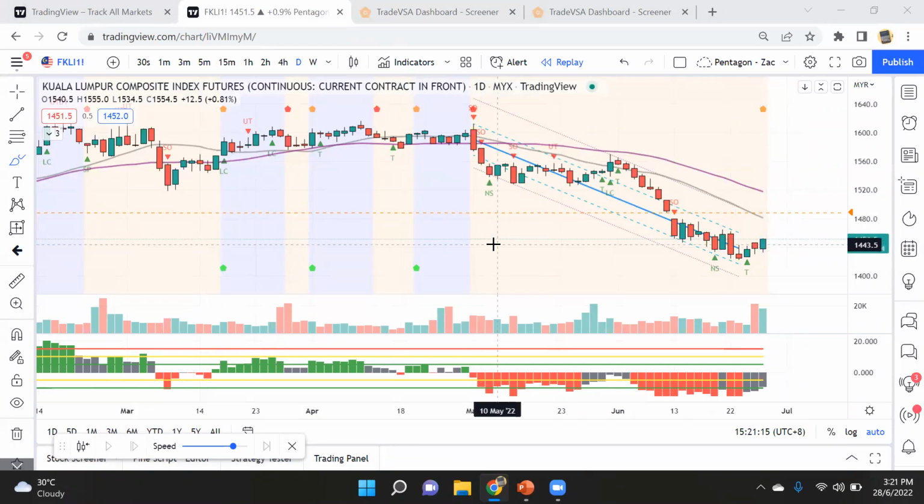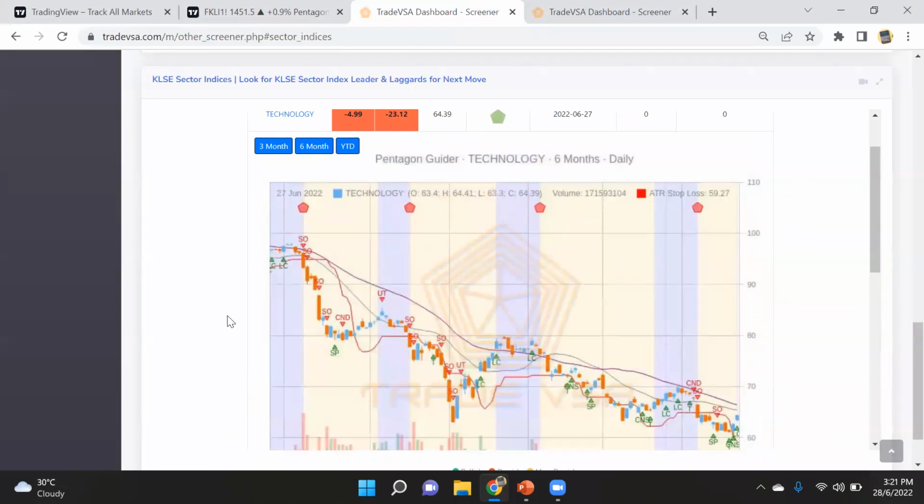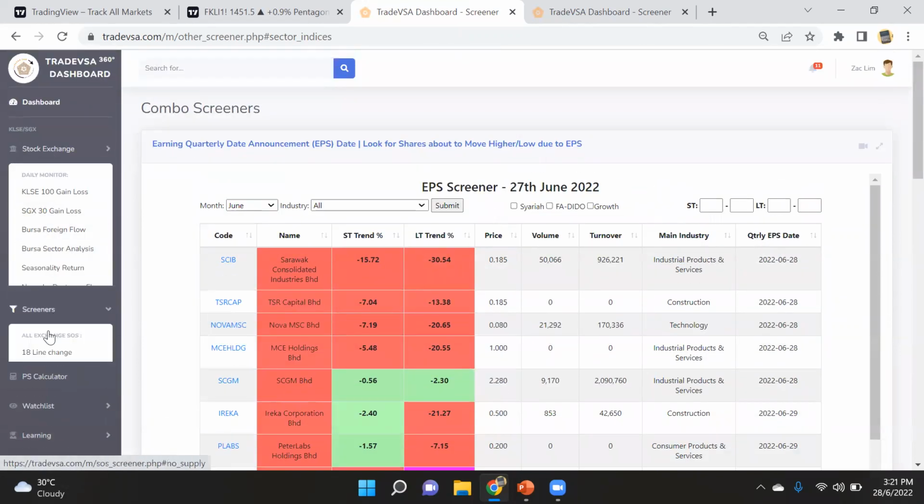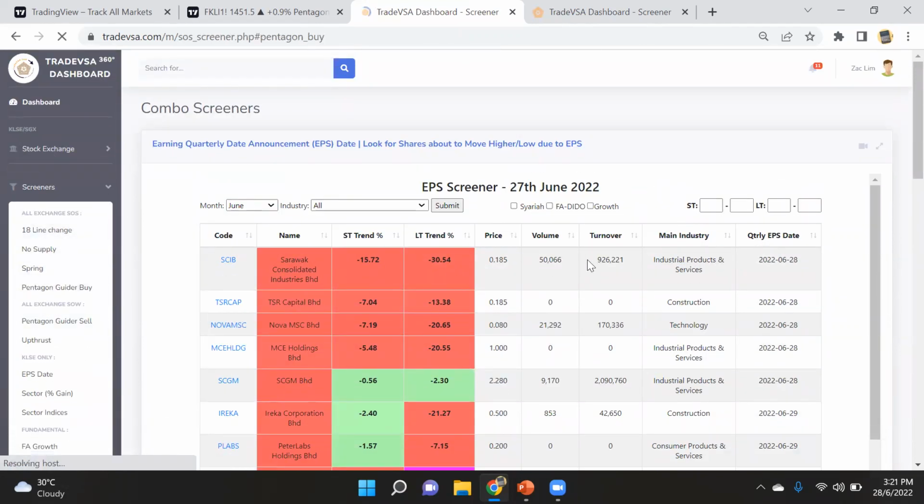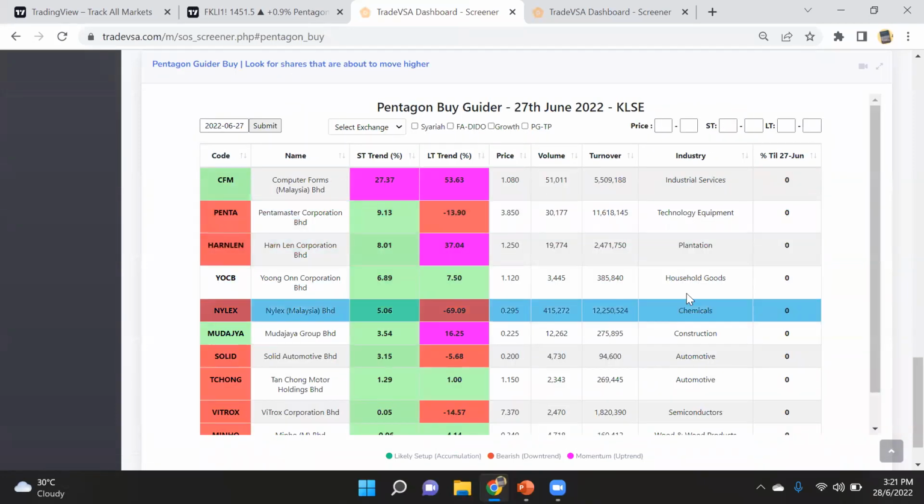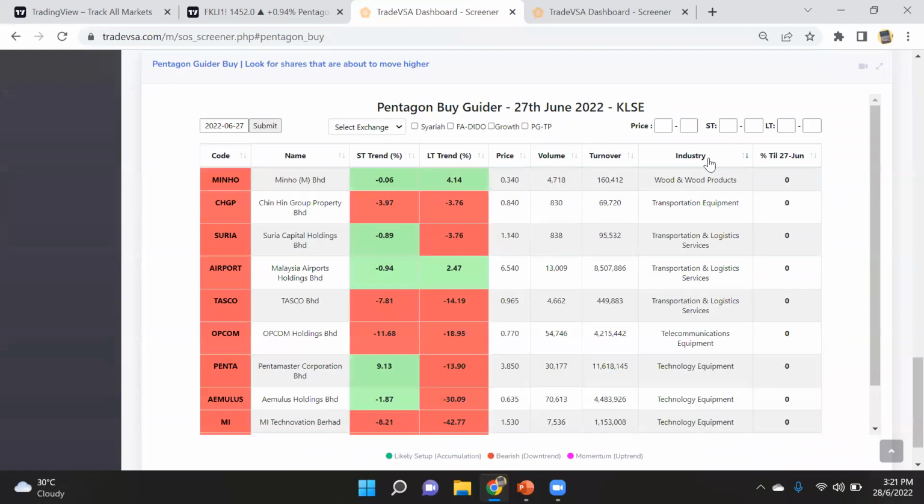All right, after we go through the sectors already, let's go to the Pentagon screener. We want to look for some stocks to look into. Of course, like I said, I think tech is the one turning into green pentagons right now. So maybe our attention will be more on tech. If you cannot spot any good one in tech, don't force yourself to do the trades. You can still look for others.